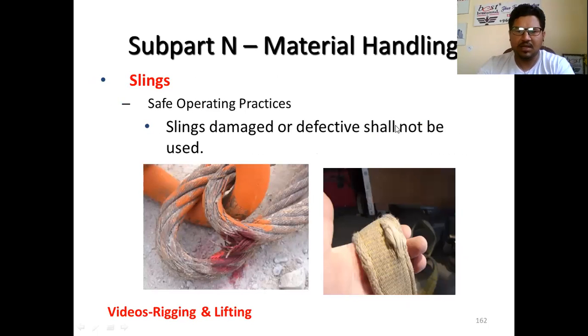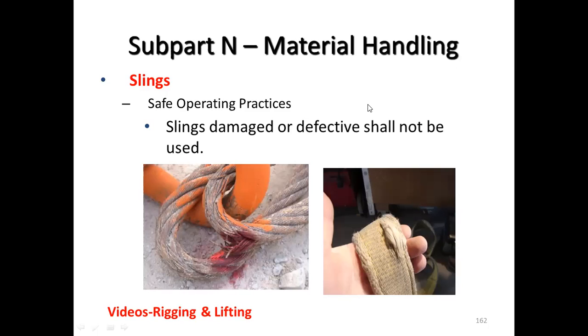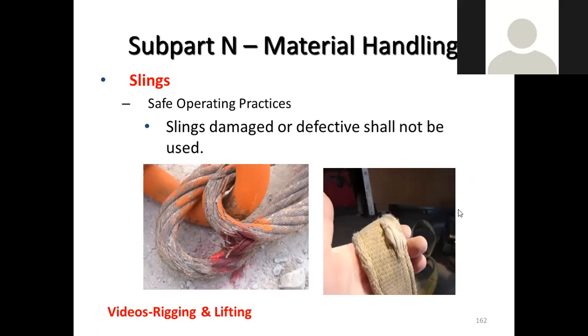And still accidents are happening because of this. Sometimes the center of gravity is not good. Sometimes the slings or the shackle, or the rigger, is not good enough. So that's why it is important to understand.